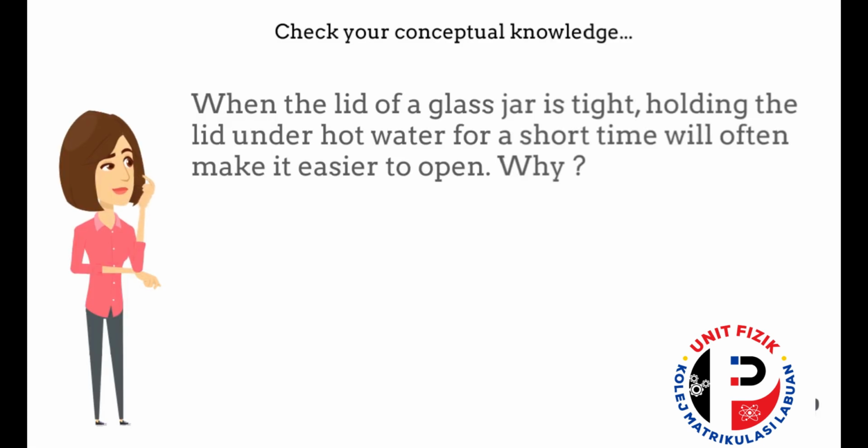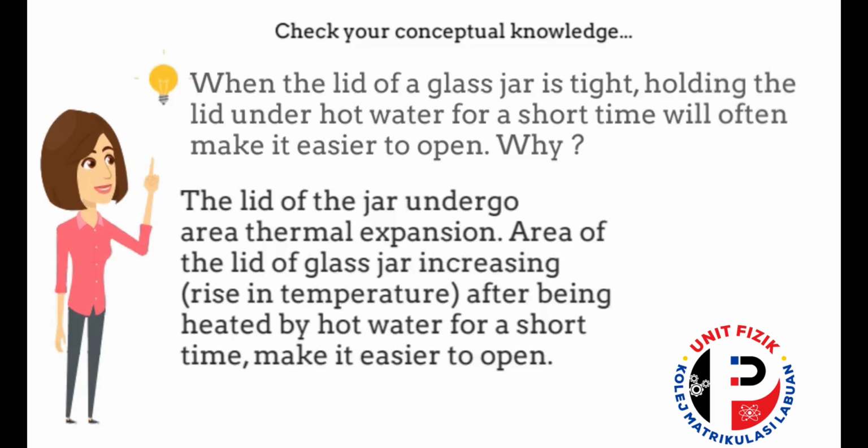Now, let's test your understanding. When the lid of a glass jar is tight, holding the lid under hot water for a short time will often make it easier to open. Why? The answer is the lid of the jar undergoes area thermal expansion. The area of the lid of the glass jar increases after being heated by hot water for a short time, and this makes it easier to open.